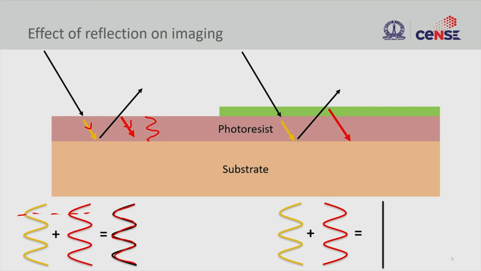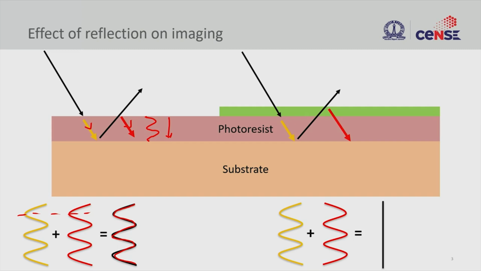Uniform intensity of exposure is what you are trying to achieve, but in this case you have intensity variation along the thickness of the photoresist, which is something you do not want. But let us look at how we can avoid this.